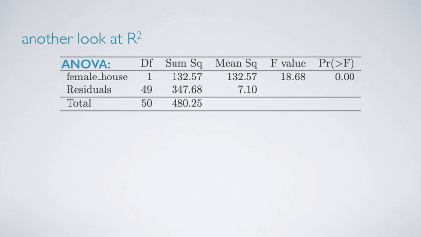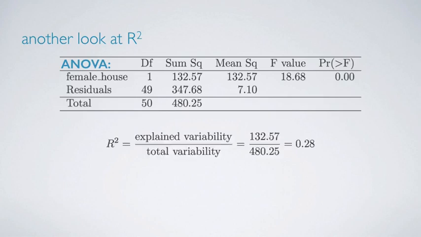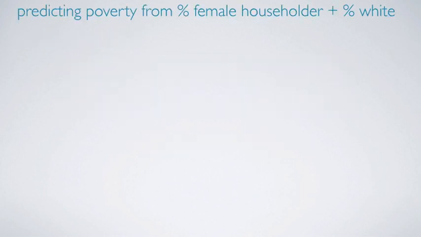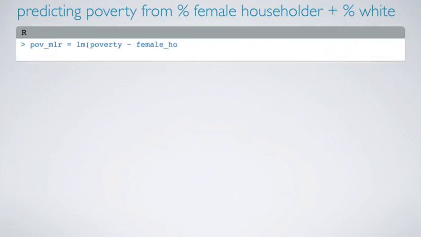That's the sum of square error, or we can think about it as the variability that's left over still in the residuals. Using the definition of R-squared, we can also confirm that this is simply the ratio of the explained variability to total variability. Remember, explained variability is the sum of squares of the regression, 132.57, and the total variability is sum of squares total, that's 480.25, and we actually get the same value for R-squared as expected of 28%. Now that we have our baseline model, we can add another variable to it, and let's start with percentage white. So all we need to do in R is use the same linear model function and add white as an additional predictor to our model.